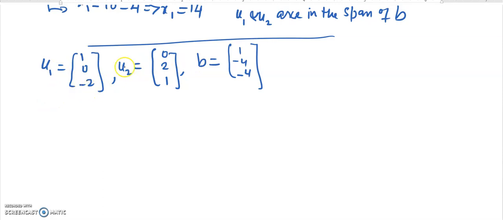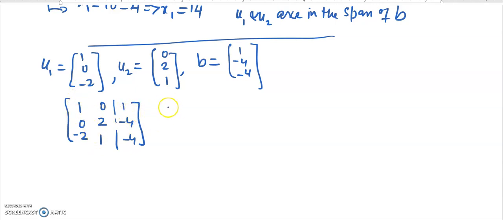In this case, suppose it is in the span, then we can write the augmented matrix, with the last column 1, -4, -4. Now we have 3 equations but 2 unknowns, x1 and x2.